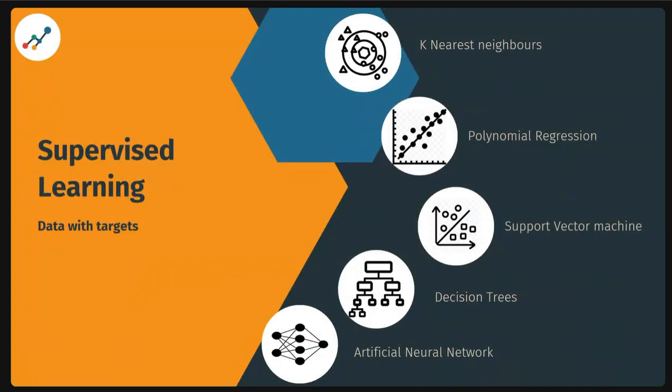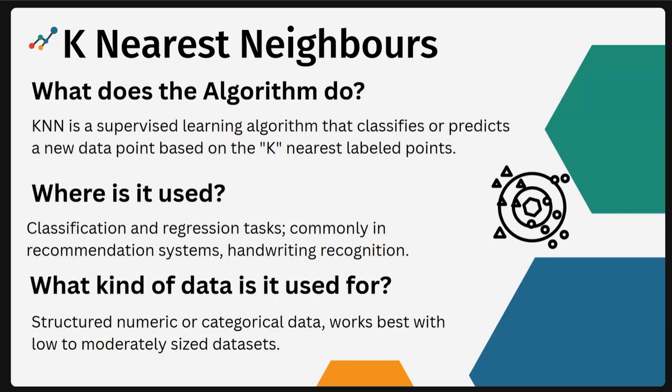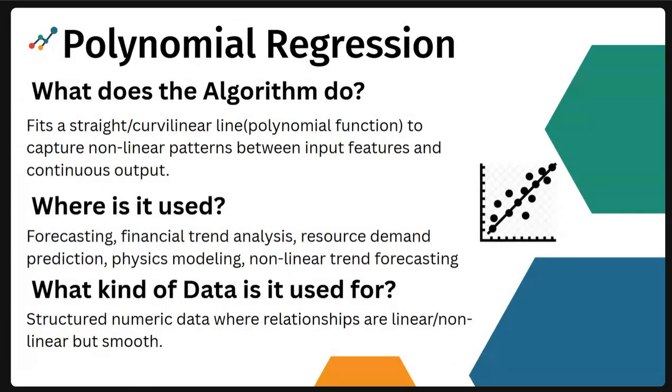Hi everyone, I'm Arun and I'll cover the first part of our supervised learning algorithms. Firstly, K nearest neighbor or KNN. The algorithm classifies or predicts new data points based on the K nearest labeled points. It's commonly used in recommendation systems and handwriting recognition, working best with low to moderately sized structured numeric or categorical datasets. Next is polynomial regression.